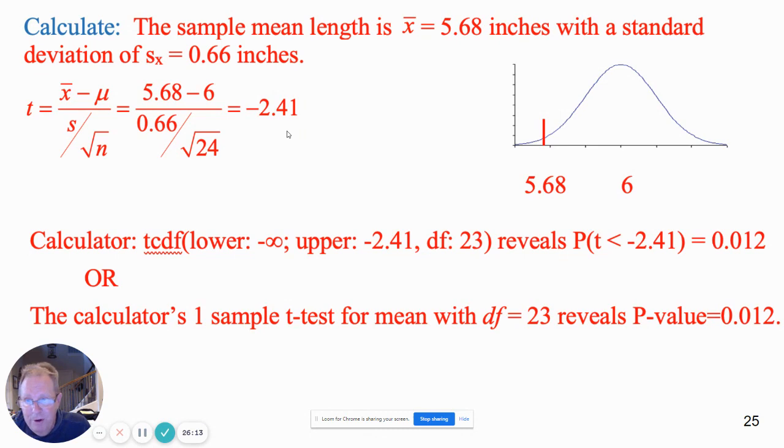Or you could do what I have here with my calculator notation for the TCDF function. So I wanted to find out what is the probability of getting a random t less than minus 2.41. So TCDF, I set my lower value at minus 1,000, my upper value at minus 2.41, and my degrees of freedom at 23. And that reveals the probability of getting a random t less than the t statistic that I calculated is 0.012. And the two numbers agree, so that makes me feel confident that I'm doing the right thing. If I get a difference, it might be rounding error, so you need to be careful.